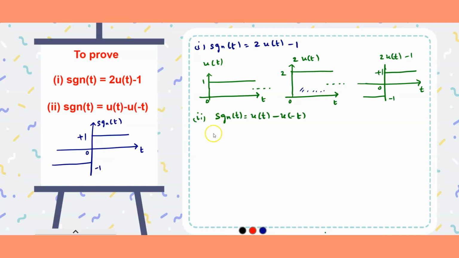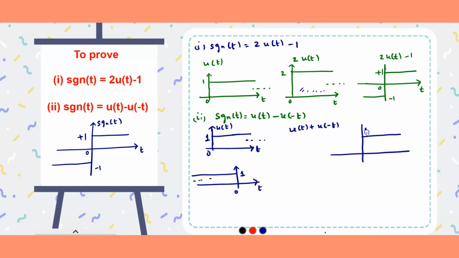Second one we will see. First we will draw u of t, then u of minus t. So u of t minus u of minus t. Here you can also draw what is minus of u of minus t. Actually it is minus 1, because u of minus t is plus 1. Here you are putting an overall minus, so it's minus 1. The amplitude of the signal is minus 1 throughout the negative time axis. So this is minus u of minus t.